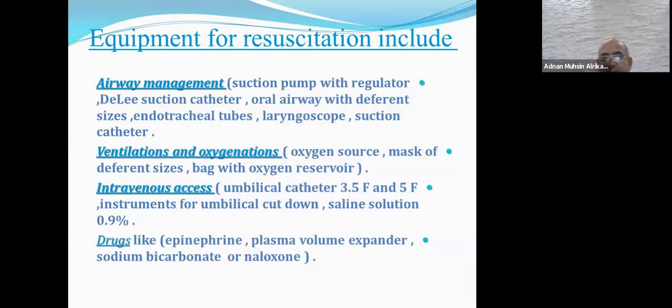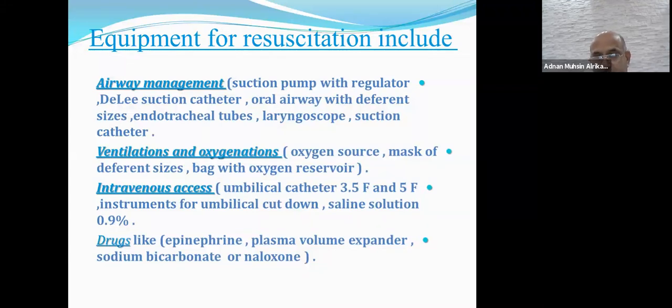Equipment should be available for resuscitation. Equipment should be available, of course, and we have different catheters for suctioning available. Tracheal tubes, laryngoscope, suction catheter. Ventilation and oxygenation equipment should be available, like an oxygen source, masks of different sizes with an oxygen reservoir.